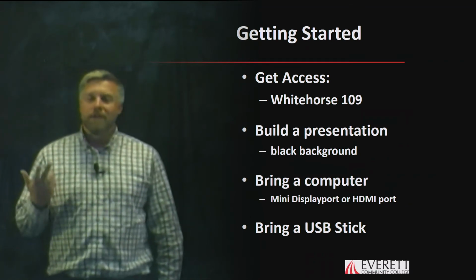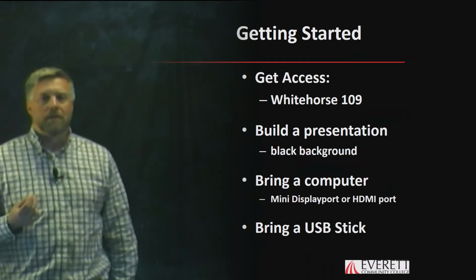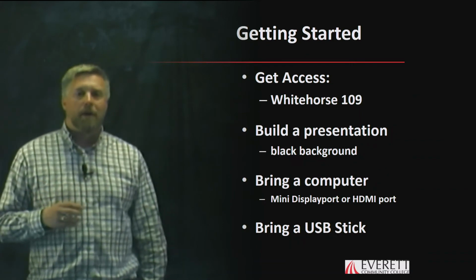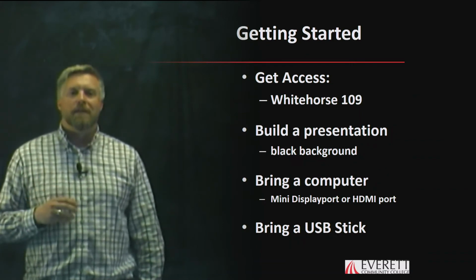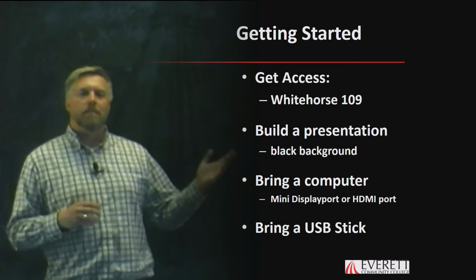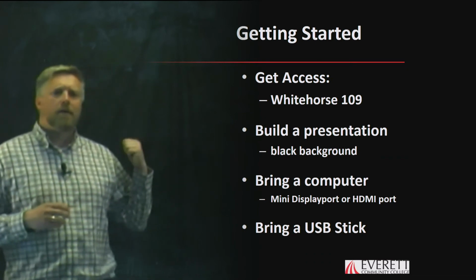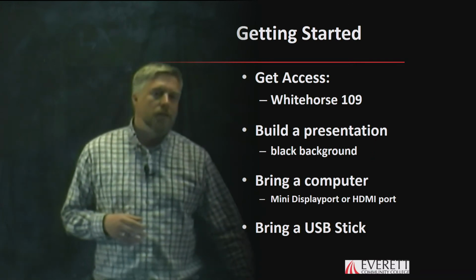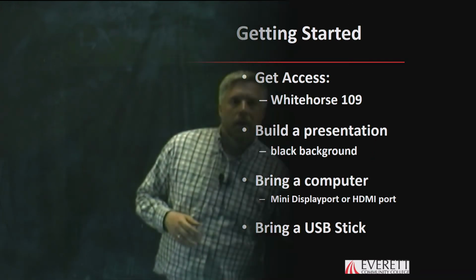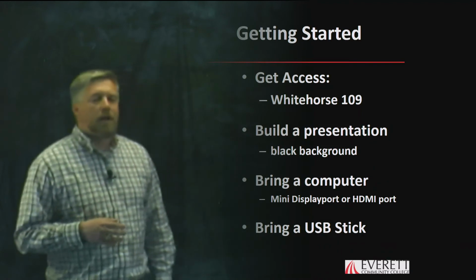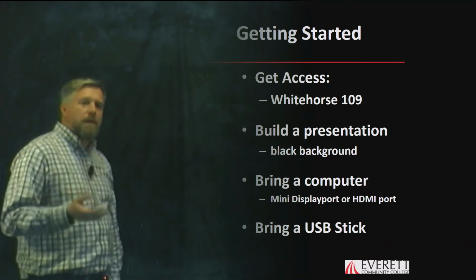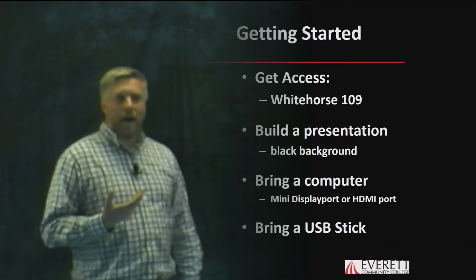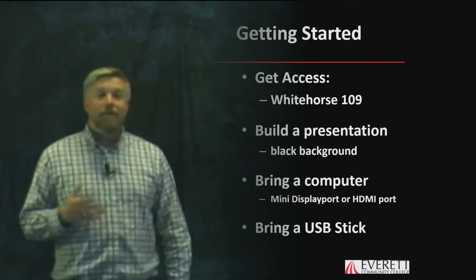Second thing, once you have access, you want to build a presentation. The presentation should have a black background. I'm going to make another video with more details on that. But this is just a PowerPoint that I'm using with a black background that works well with the black curtain behind me. You're going to need a computer so that you can connect your presentation to the recording system. If you don't have a computer, then you can check one out from eLearning. The computer should have a mini display port out or an HDMI port out so that you can connect it to the system. And finally, a USB stick.